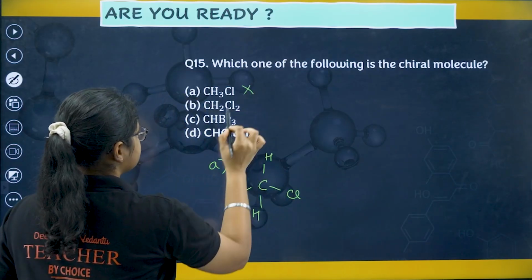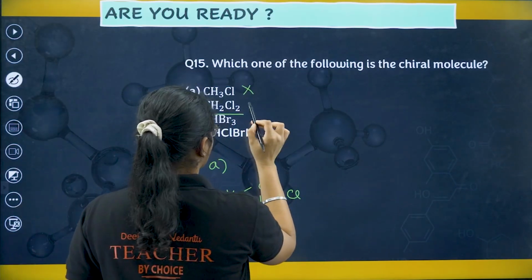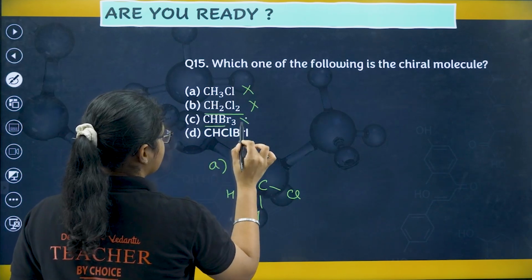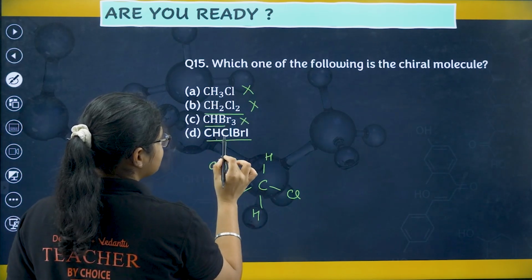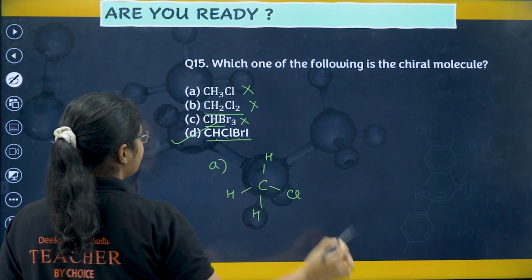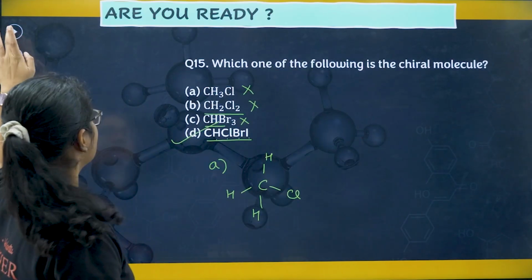Three groups are the same, so this is not chiral. CH2Cl2, here also I have the same groups. CHBr3, here also it is not there. If you see CHClBrI, all the 4 groups are different. So yes, this is a chiral molecule.